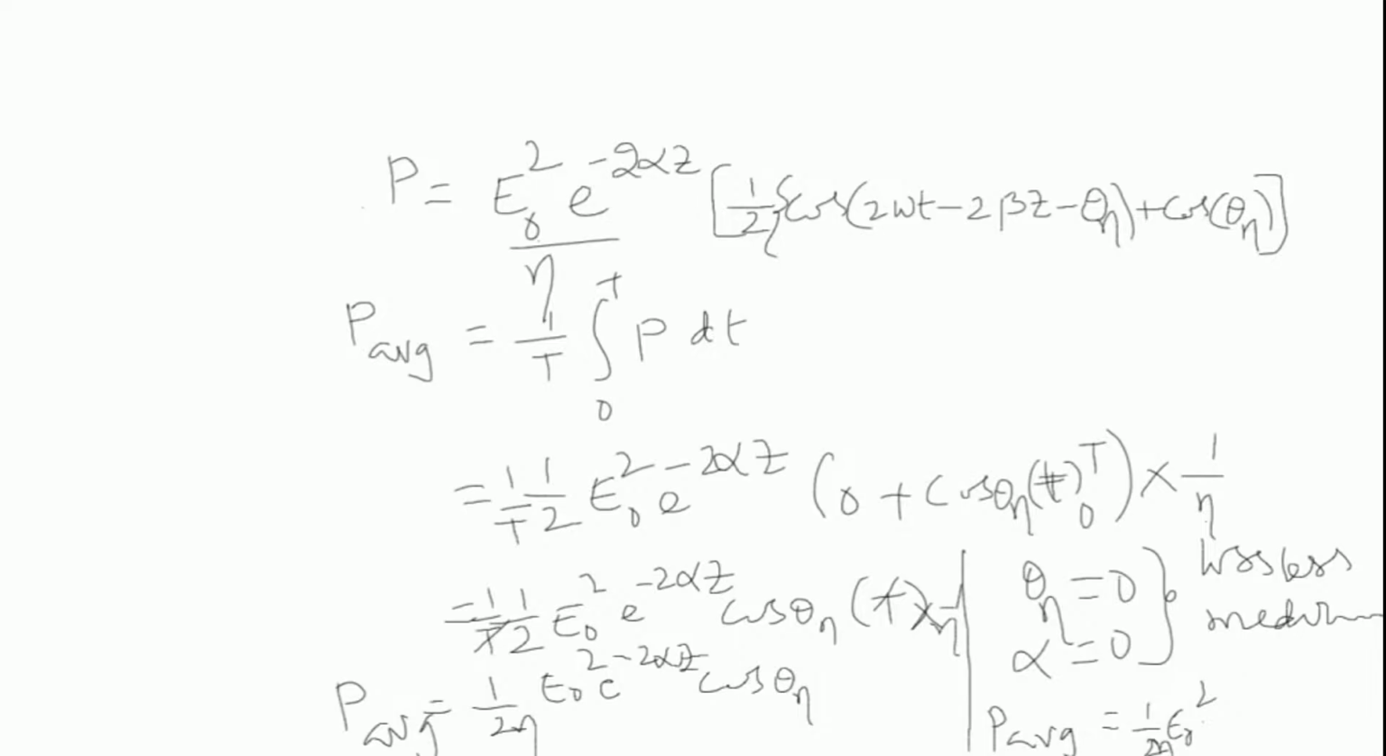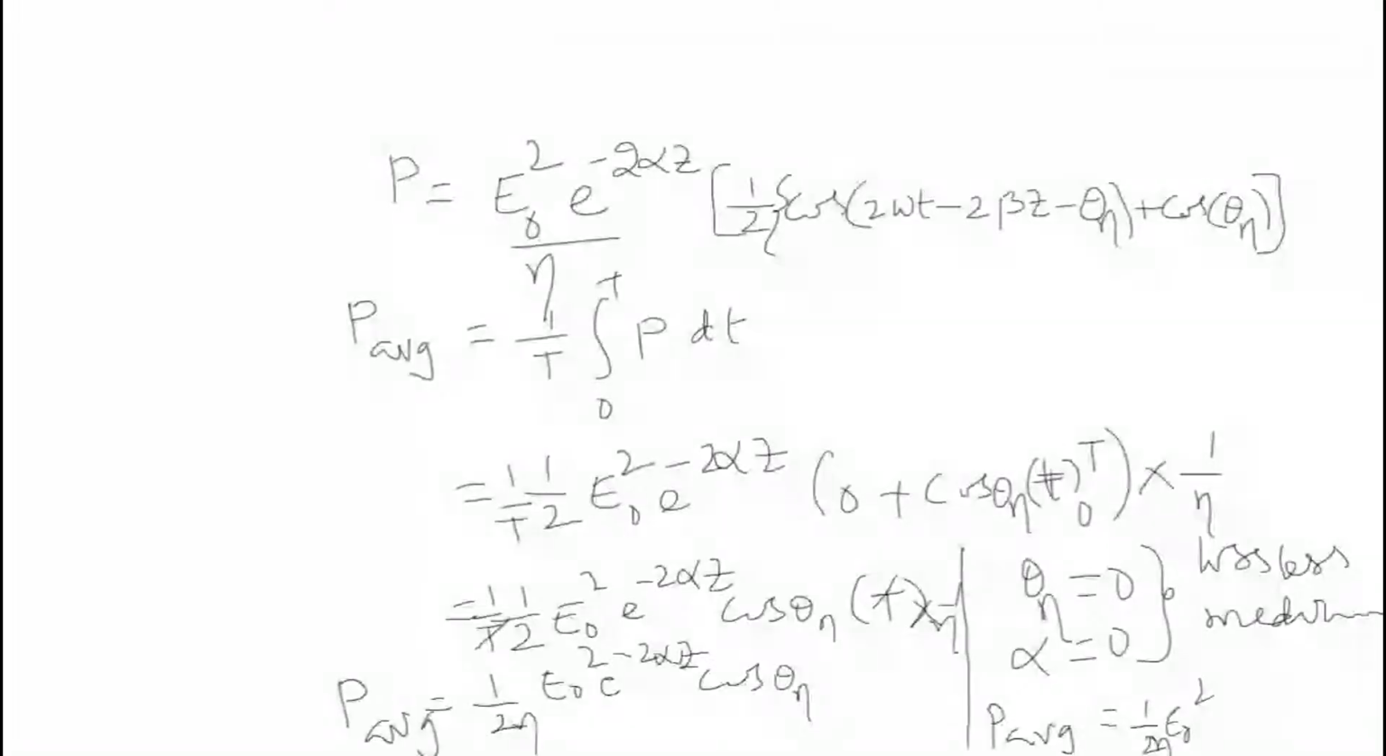And here P average is equal to 1 by T integral 0 to T of p dt. So here we have 1 by T, and already we have 1 by neta, and I have written that. And here you have 1 by 2 E naught square, these are the constants, and the average value of the cosine term with respect to time gives 0. As it is constant, here we will get T only, so the limits are from 0 to T. Finally, after simplification, we got 1 by 2 neta E naught square e to the power minus 2 alpha z cos theta neta. This is for the conducting medium.